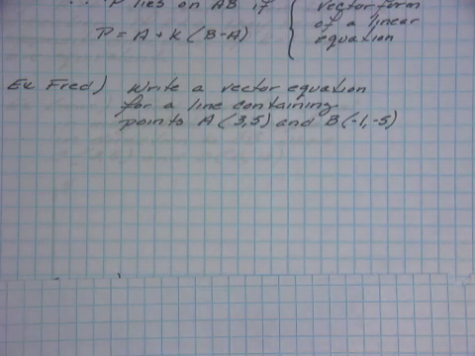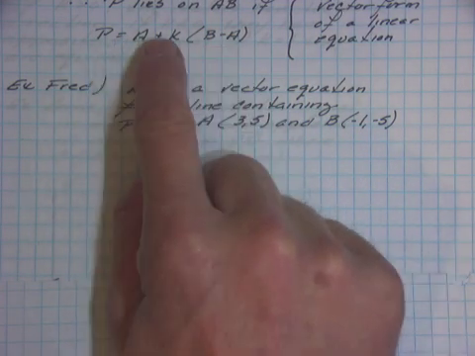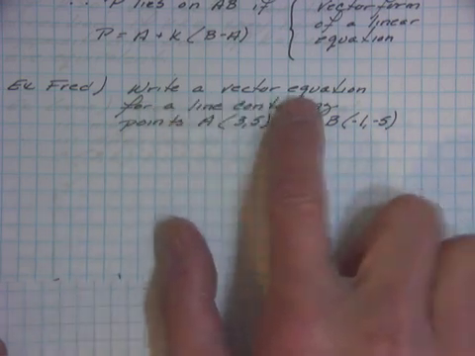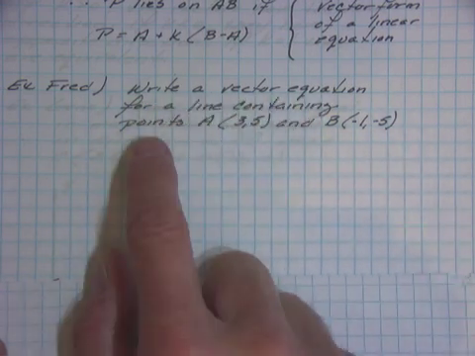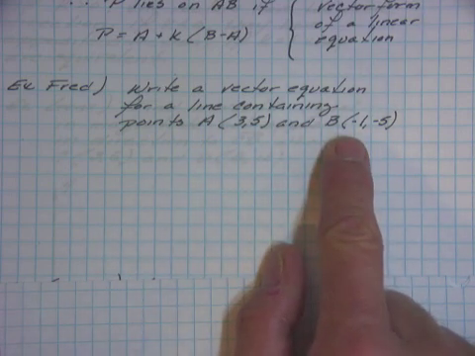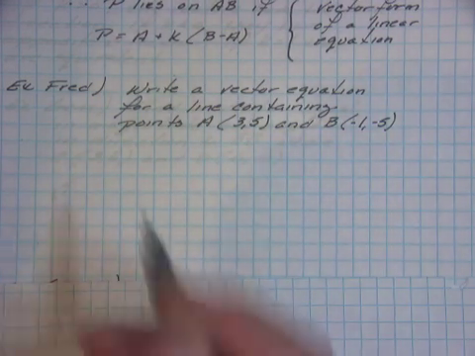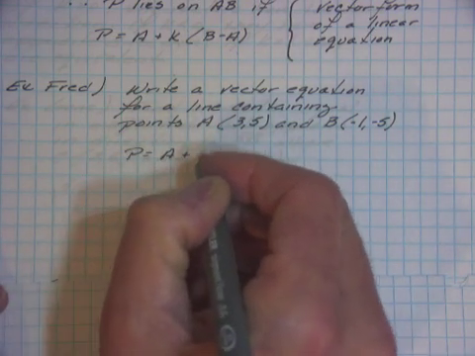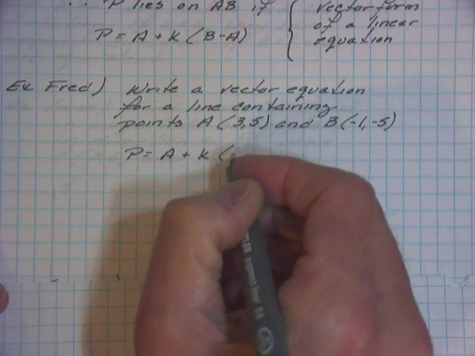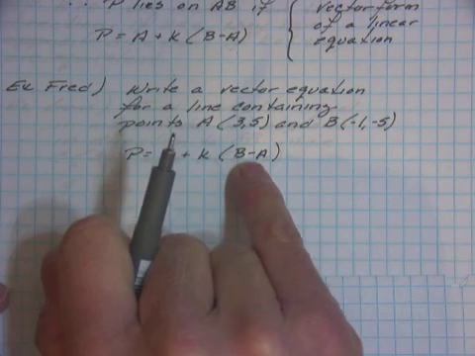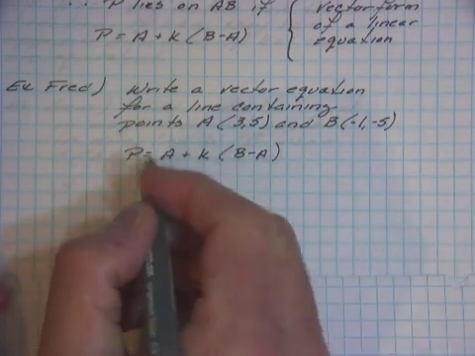All right, we're back. Now what we're going to do is work on some examples where we take this new equation and apply it to some points. Write a vector equation for a line containing points A at 3, 5 and B at -1, -5. Okay? Well, let's bring the equation down. P equals point A plus some scalar multiplier of B minus A. B minus A, that's your head minus your tail.